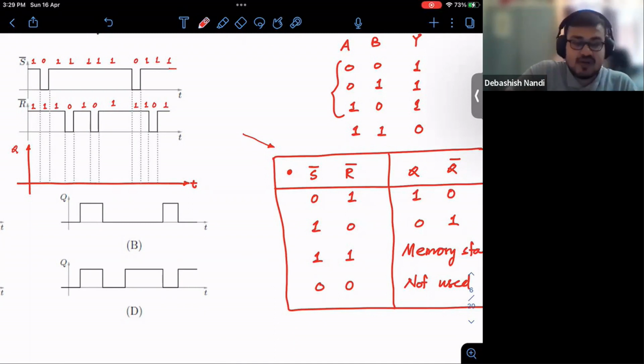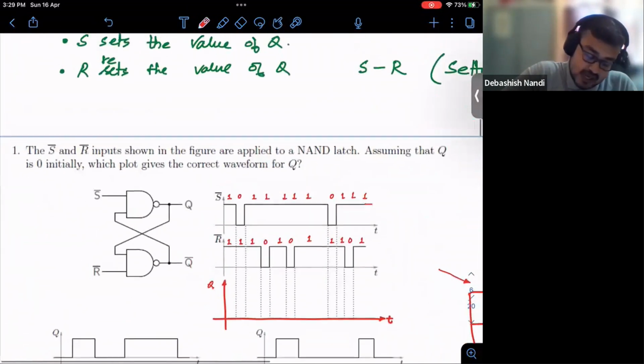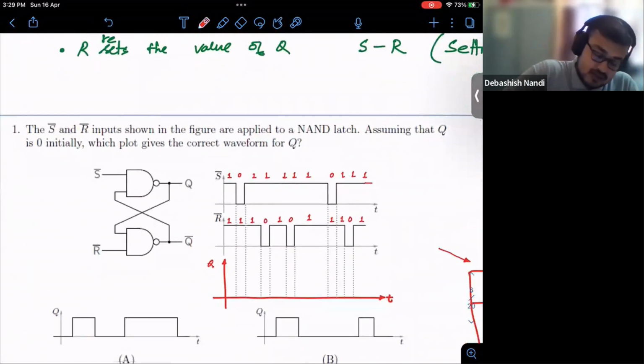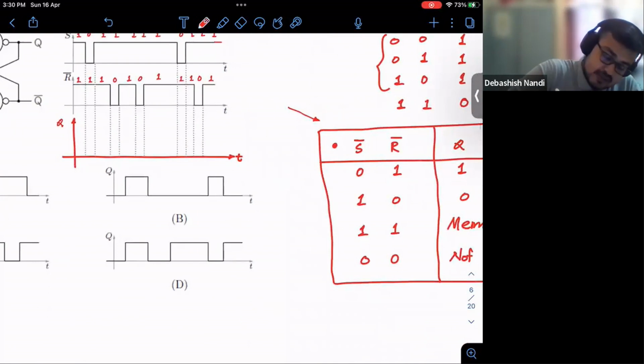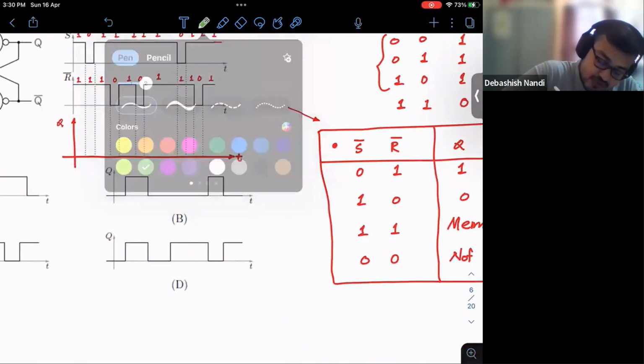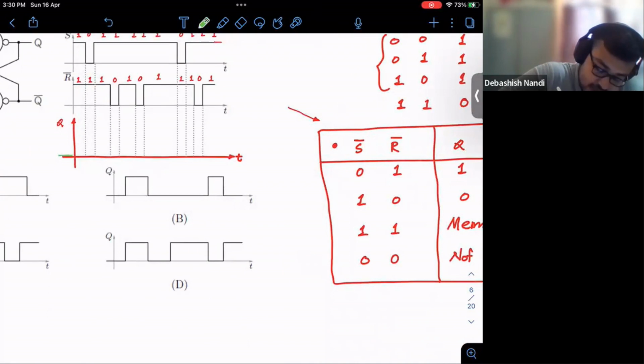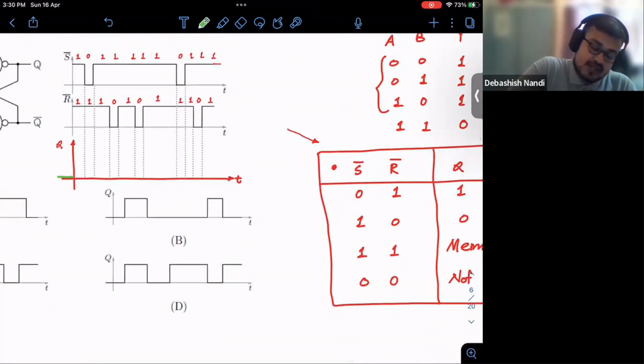So what is the initial value? The initial value is 0, right? It is mentioned that Q is 0 initially. That means if I have to draw, this is 0 initially. Fine. Now what does it see? It sees S bar is 1, R bar is 1. That means it is in this state. So this will store the previous value, right? Till this duration, it will store the previous value. Fine.